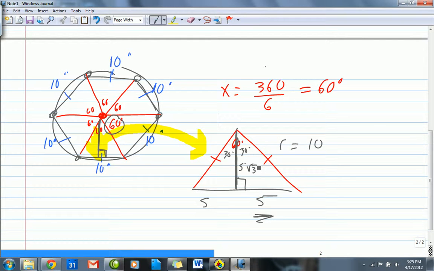So to put that all back into the problem, I take this whole big triangle here, which is 1/6 of this whole diagram. What I get is the apothem right here is 5 root 3. That's this piece here. The radius, any one of these congruent red segments, is 10. And therefore I've answered my question.